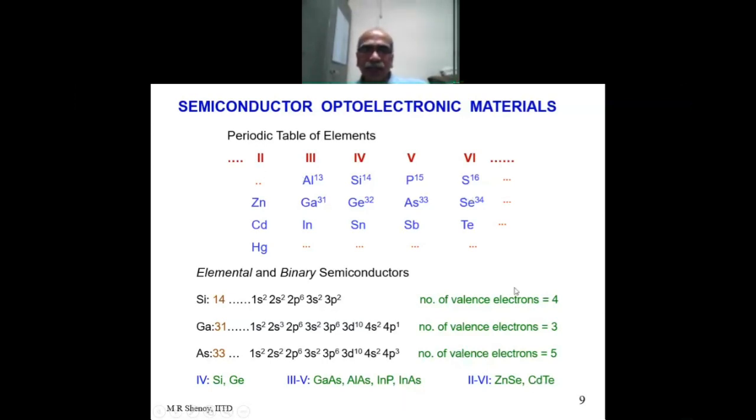So finally, the electronic configuration should form an octet, that is 4 plus 4, or 2 plus 6, or 3 plus 5. It has to form an 8 to form a stable compound.